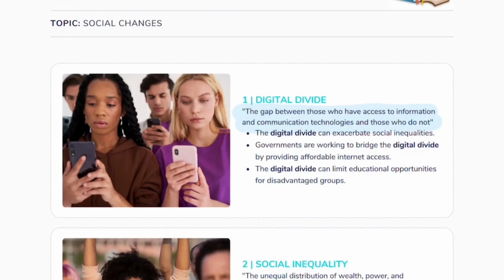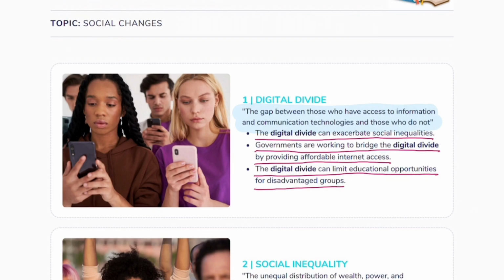Those who are from poorer communities, unfortunately, don't have access to digital products usually. But those from more affluent communities, from our last lesson, have more access. So let's check out some example sentences using this term. Here's the first sentence. The digital divide can exacerbate social inequalities. Next, governments are working to bridge the digital divide by providing affordable internet access. And finally, the digital divide can limit educational opportunities for disadvantaged groups.